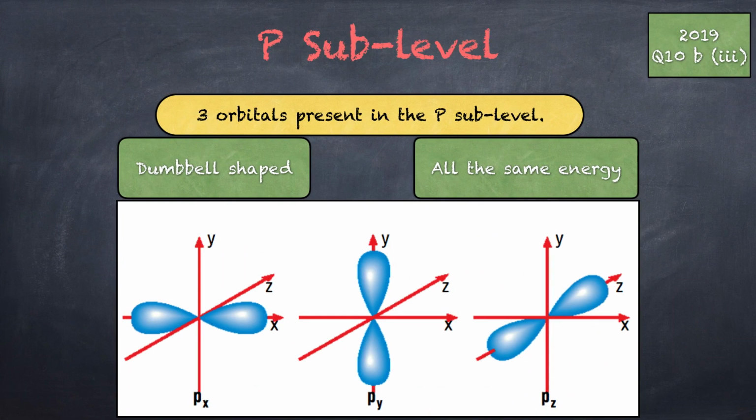The p sublevel contains three orbitals, which are all dumbbell shaped. They lie in the axes x, y, and z. Each orbital can hold a maximum of 2 electrons. You will study orbitals in greater detail in the next chapter.